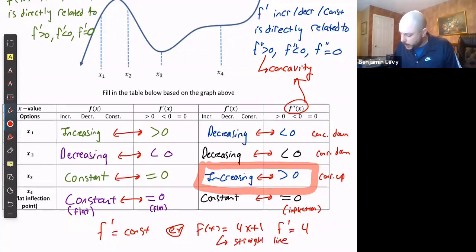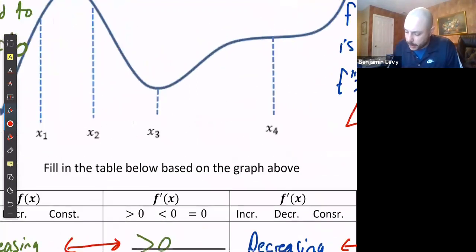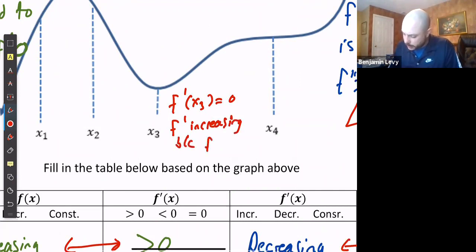And I agree that it's a little confusing, like, oh, isn't it 0 there? Yeah, right at x3, it's 0. I agree. So if we zoom in on the spot, f prime of x3 is 0, but the derivative itself is increasing because the second derivative is positive. And so they're two different things there. I totally see what you're saying, and I agree that's a little bit confusing.